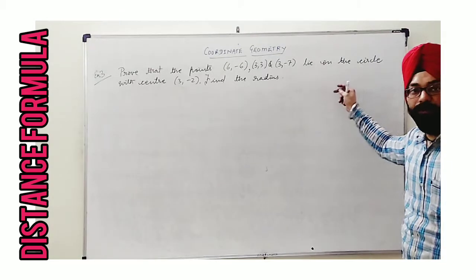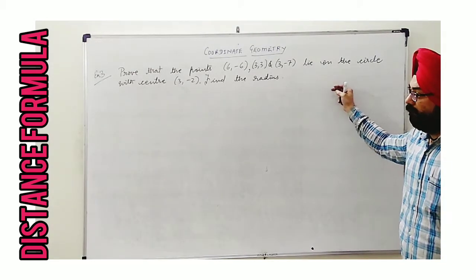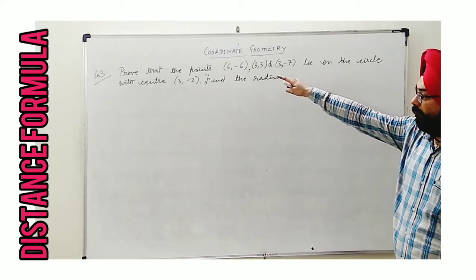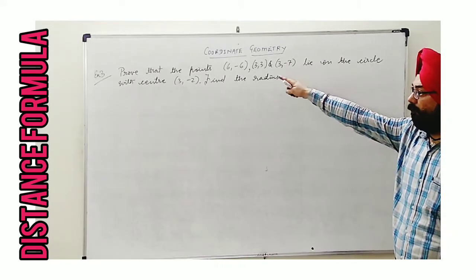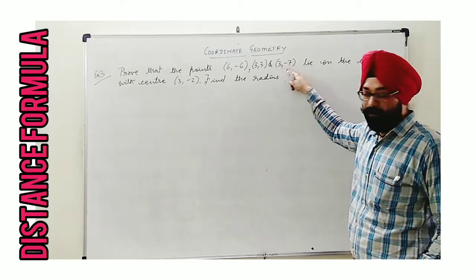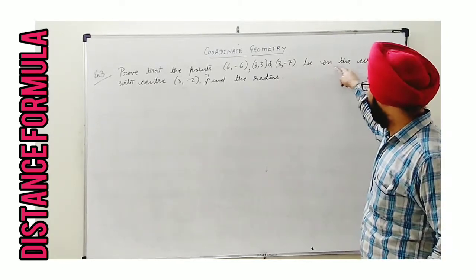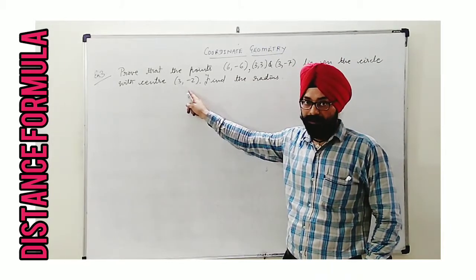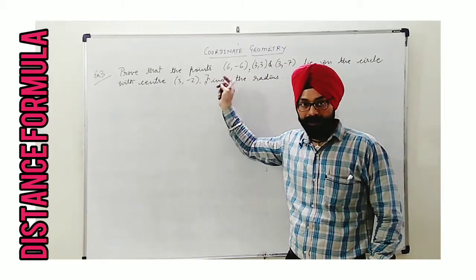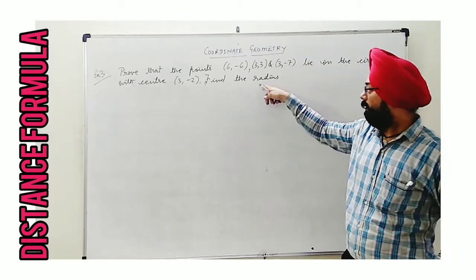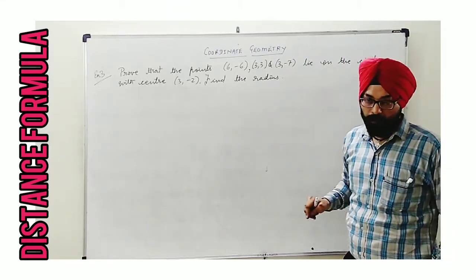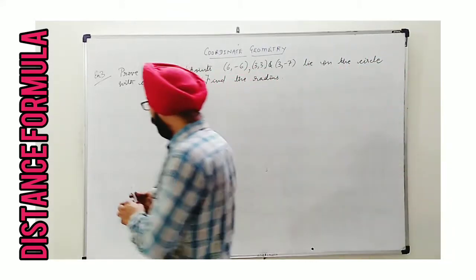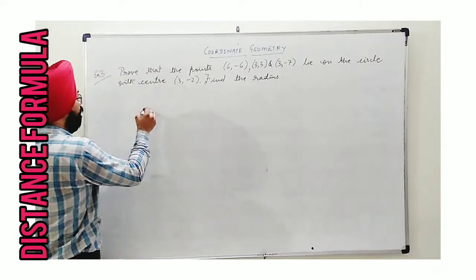This example number 3 is about a circle. Prove that the points (6, -6), (3, 3), and (3, -7) lie on the circle with center (3, -2). We have to prove that. Means that is sure they are lying. We need to prove. We have to show. Find the radius of this circle. Now, this theory, how can we use distance formula in this theory?